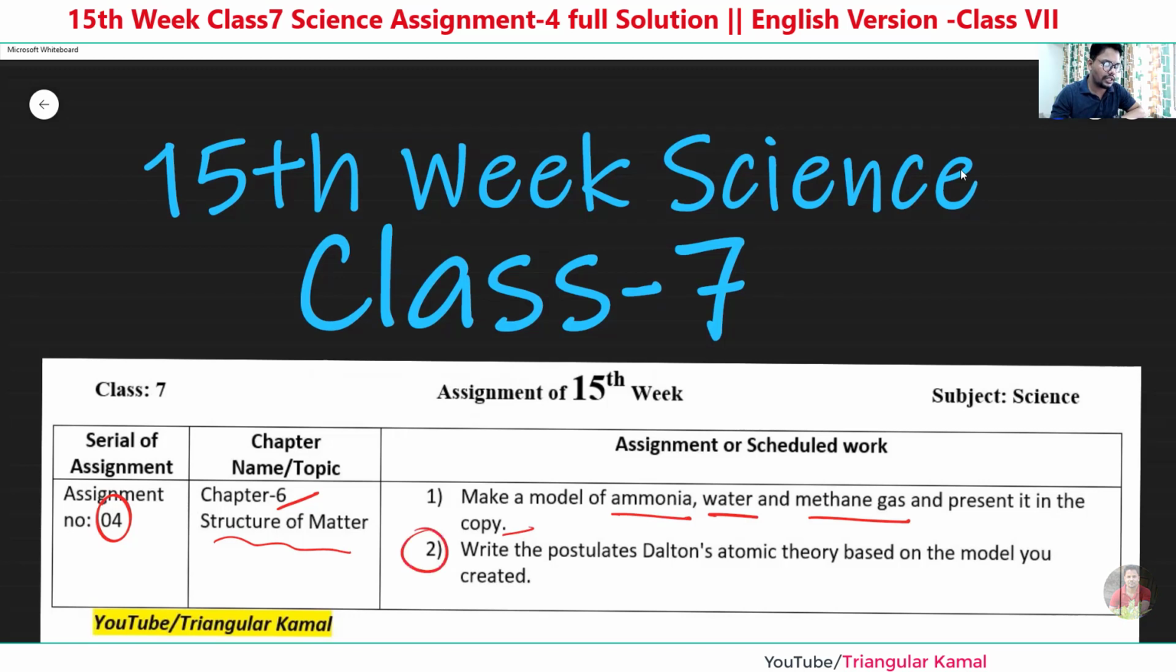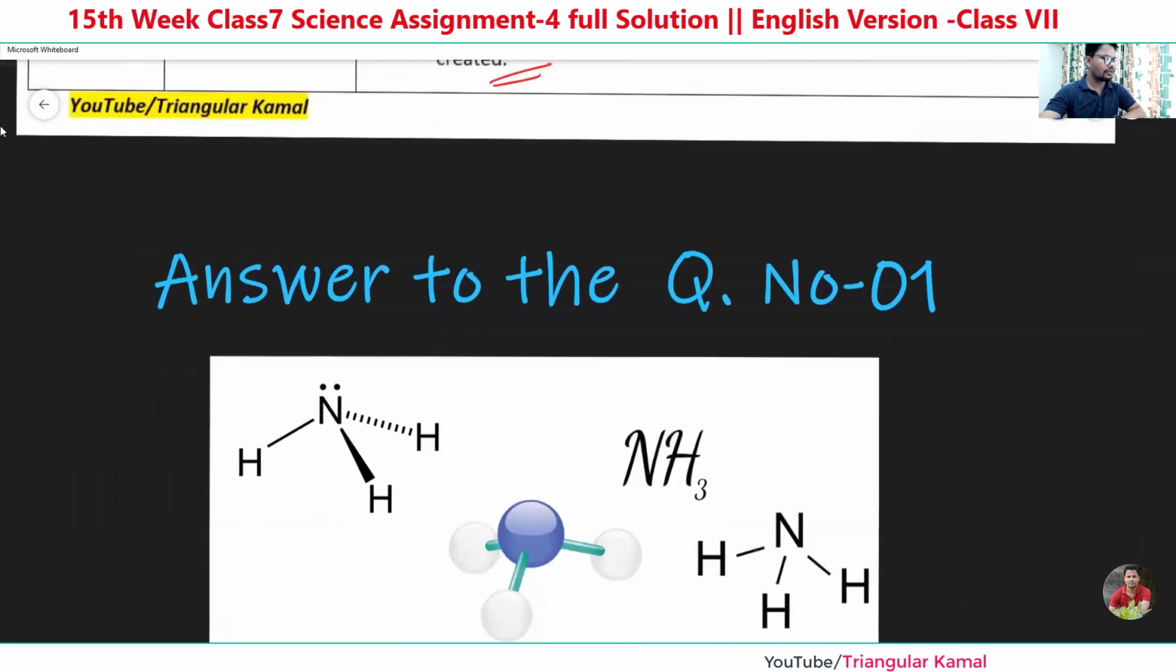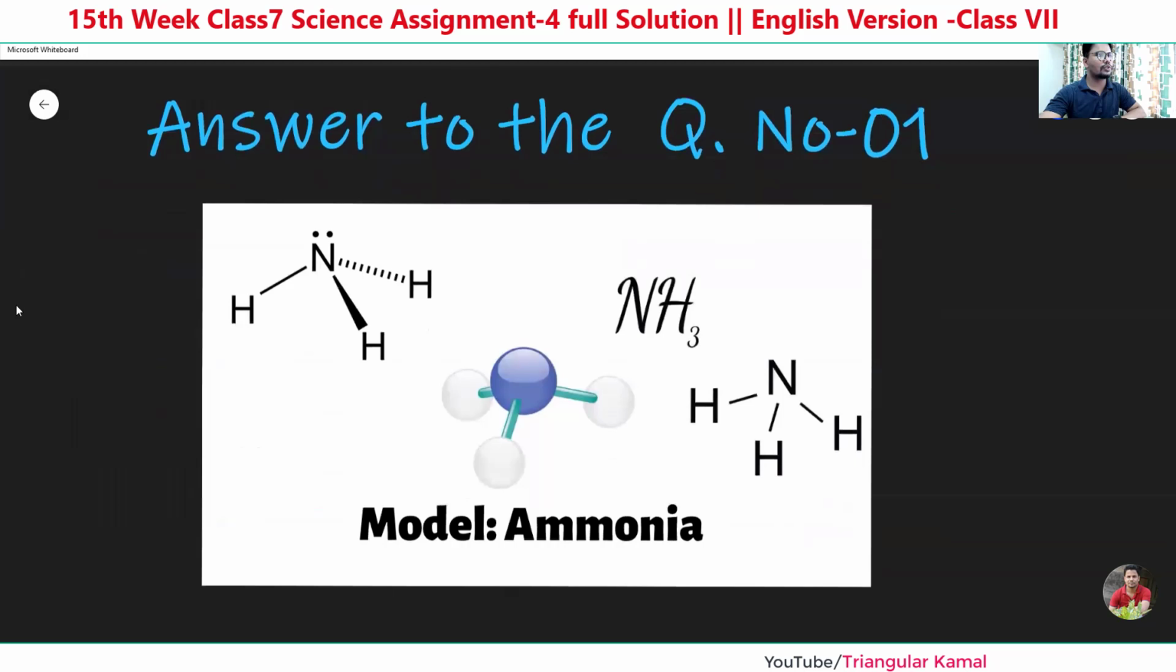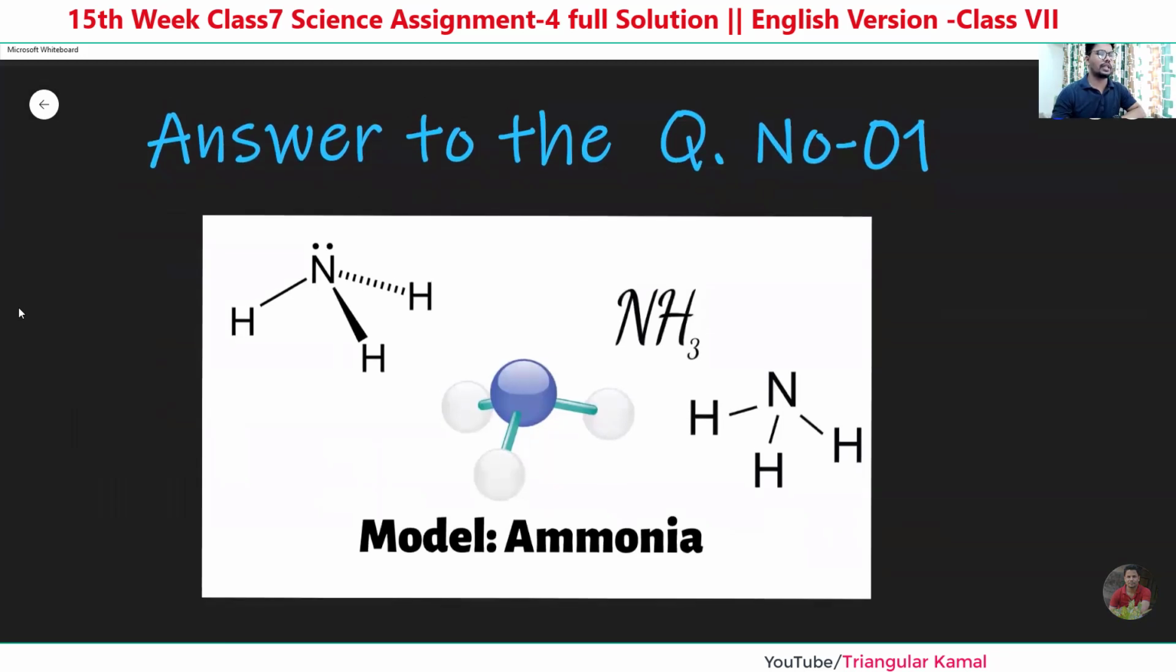And second question: write down the postulates, that means characteristics or properties, of Dalton's atomic theory based on the model you created. That means according to these three models, we have to write down Dalton's atomic theory. So now let's see, there are three models: ammonia, water, and methane gas. This is question number 1, answer to part A.